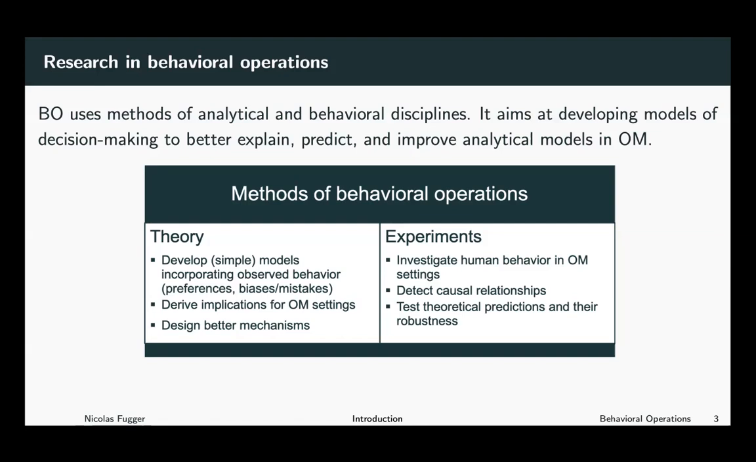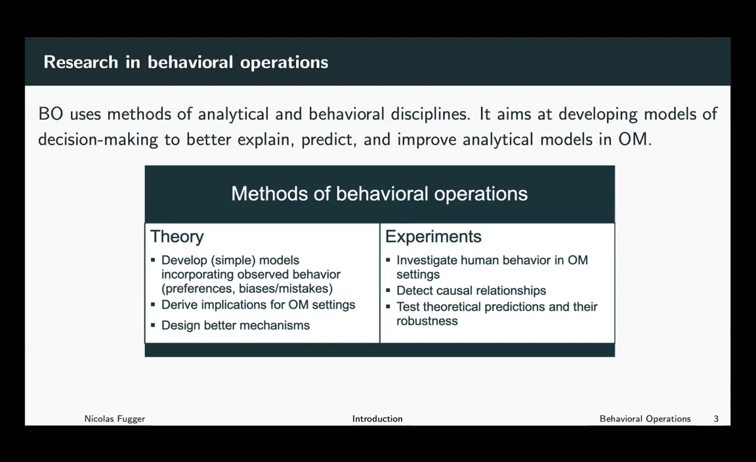Experiments, on the other hand, help us to investigate human behavior. By investigating human behavior, they inform us about people's preferences, about biases they are prone to, and about mistakes they make. Experiments are also important because they allow us to detect causal relationships. Finally, experiments enable us to test our theoretical predictions.